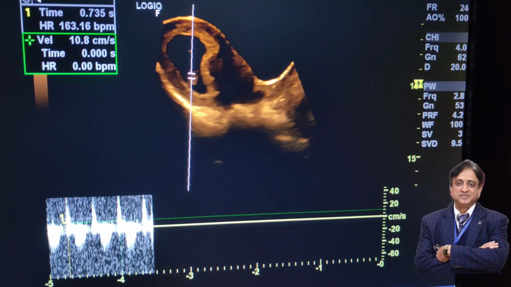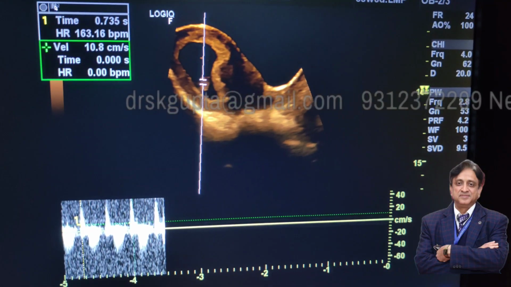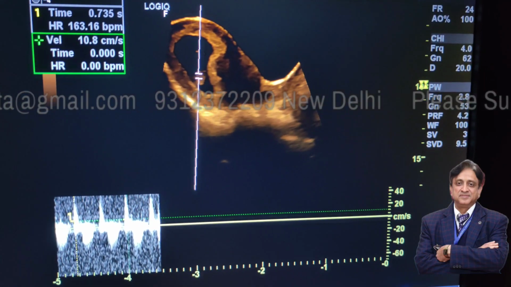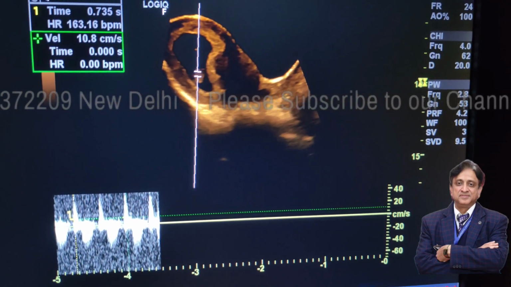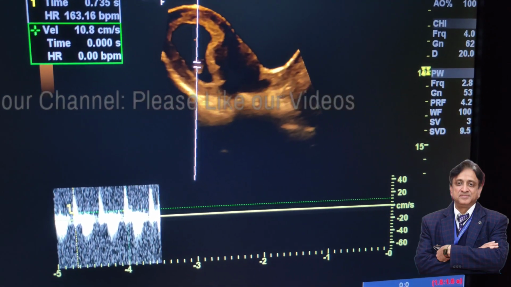If you happen to use the power Doppler, it is not suggested, it is not recommended, but if at all you happen to use the power Doppler, use it only for a very short period of time, only 2 to 3 beats of the heart, so that you can measure the heart rate.